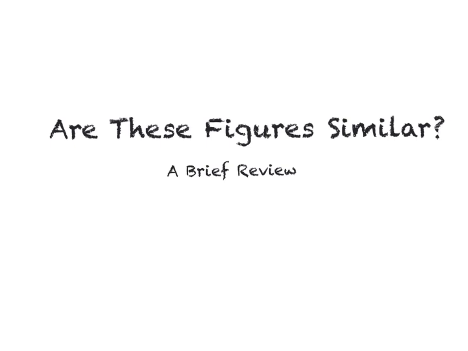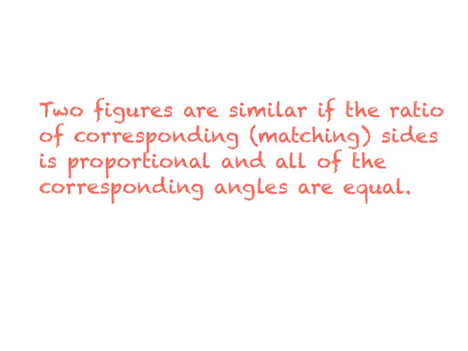This video will be a brief review of how to identify similar figures when given the side lengths. As we've talked about in class already, two figures are similar if the ratio of the corresponding or the matching sides is proportional and all of the corresponding angles also have to be equal.